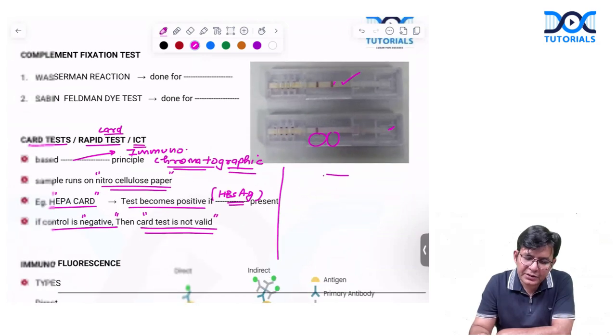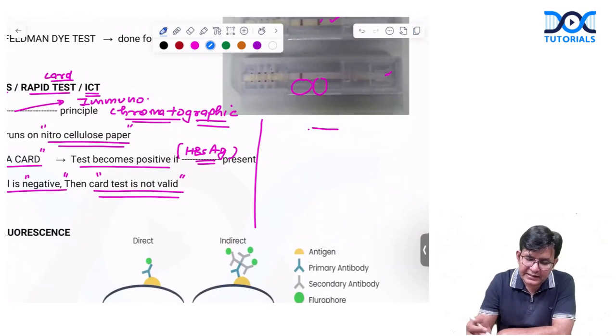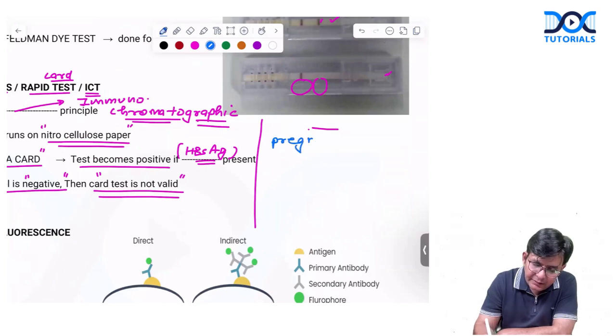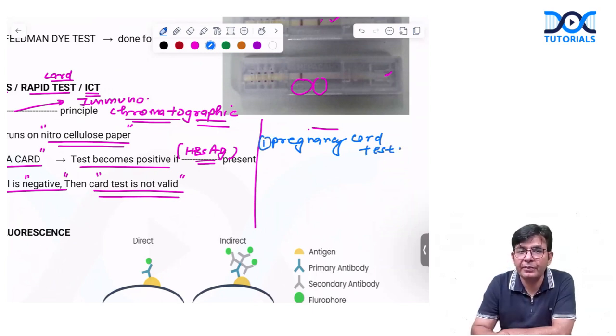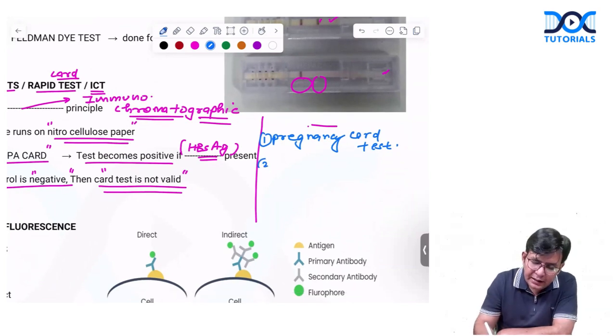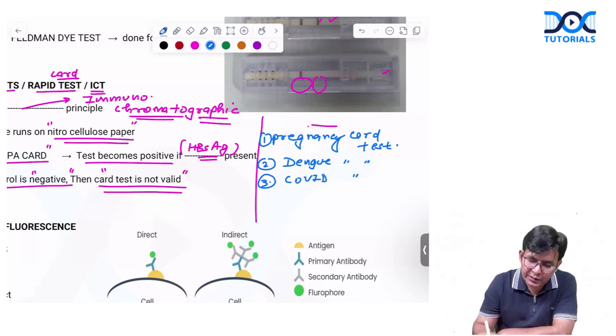Okay. Some routine examples of this card test. Some routine examples are the pregnancy card test, which is being used by us, UPT, urine pregnancy card test. They all are examples of what? This immunochromatographic principle test. Other than that, the dengue card test, which targets the NS1 antigen. Other than this, the COVID card test, they are also there. Other than this, the malaria card test for Plasmodium falciparum, Plasmodium ovale, Plasmodium malariae. So that is also there, the malaria card test.